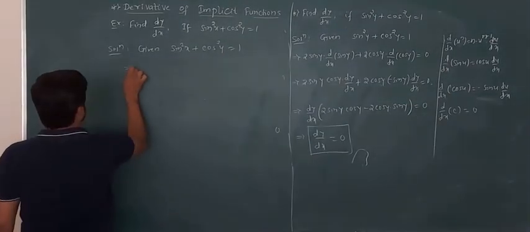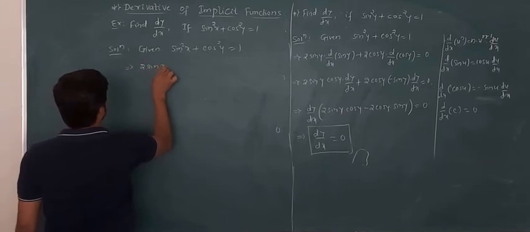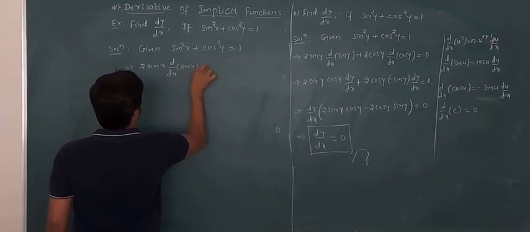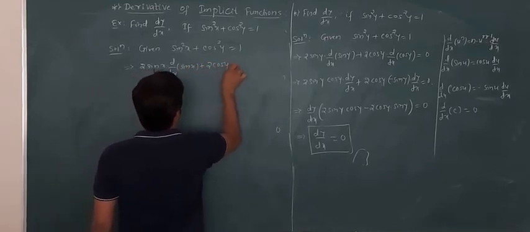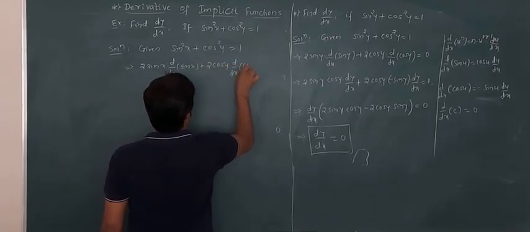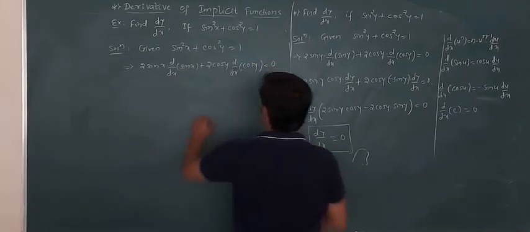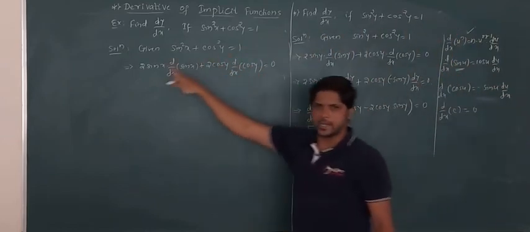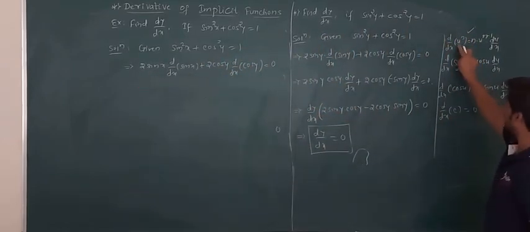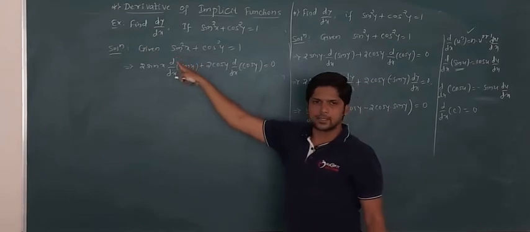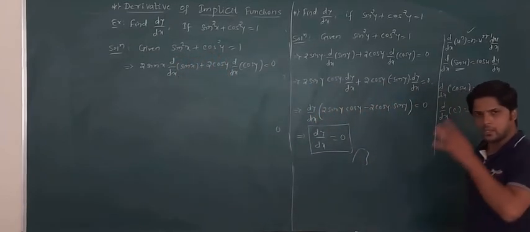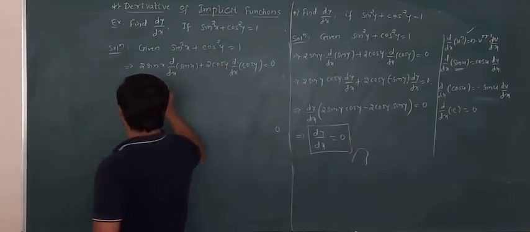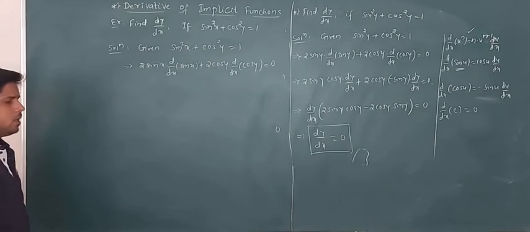So sin square x differentiation is 2 sin x into d by dx of sin x, plus 2 cos y into d by dx of cos y is equal to 0, because for sin square x, by applying the u to the power n formula we get 2 sin x and du by dx. Here in place of u we have sin x. Similarly for cos square y also, in place of u we have cos y. So this is the solution.